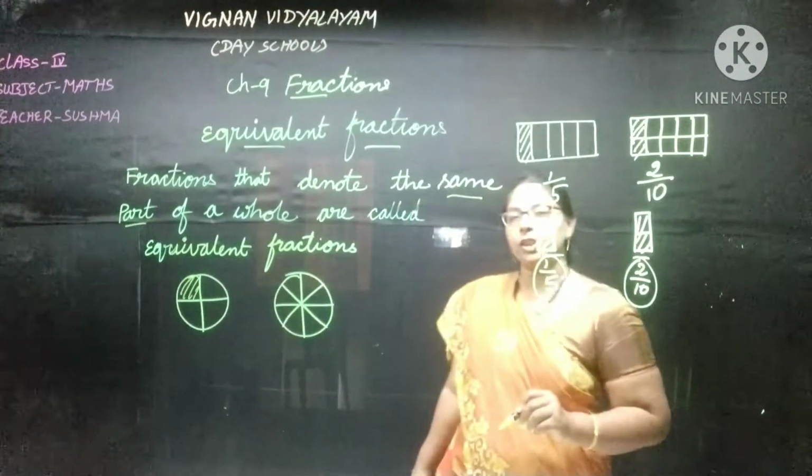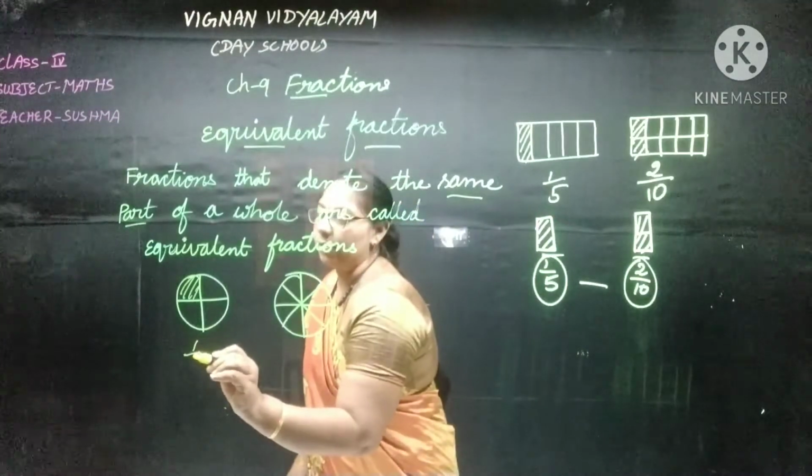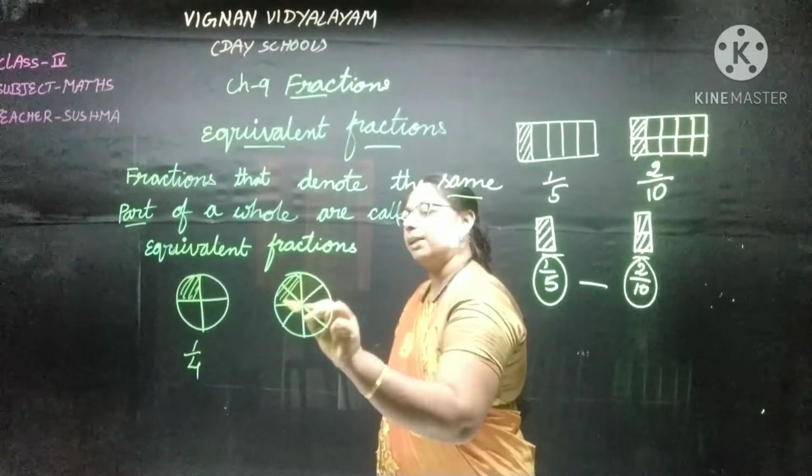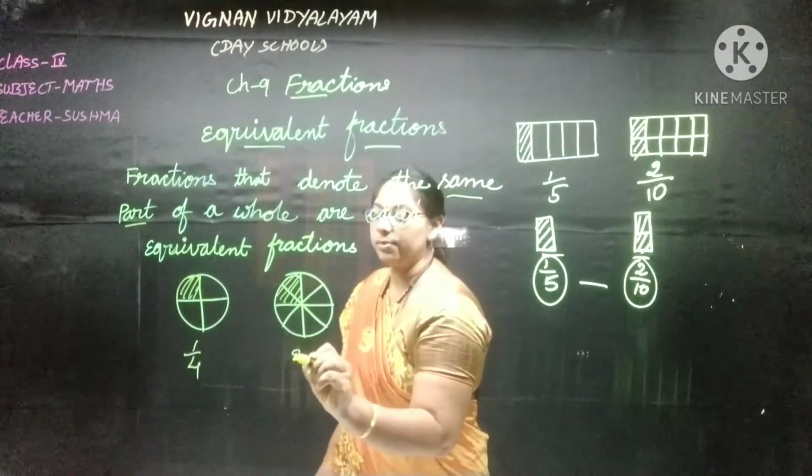And out of 4 pieces you ate 1 piece. What is the fraction you ate? That is 1/4. And your sister ate this part. What is the fraction she ate?